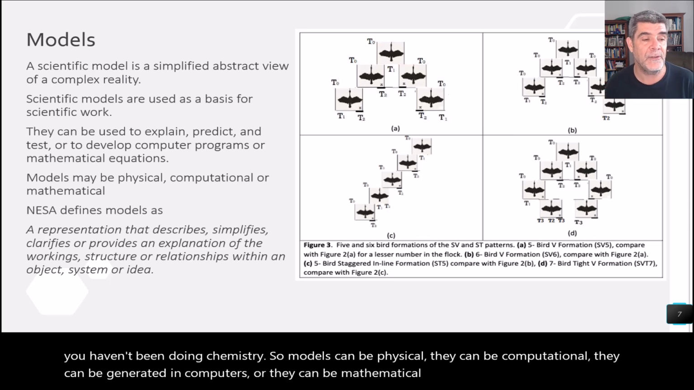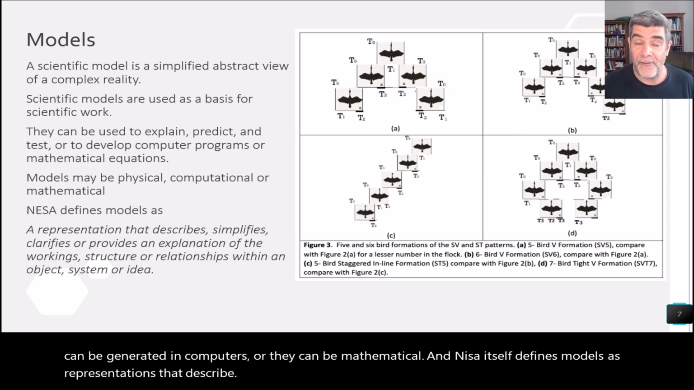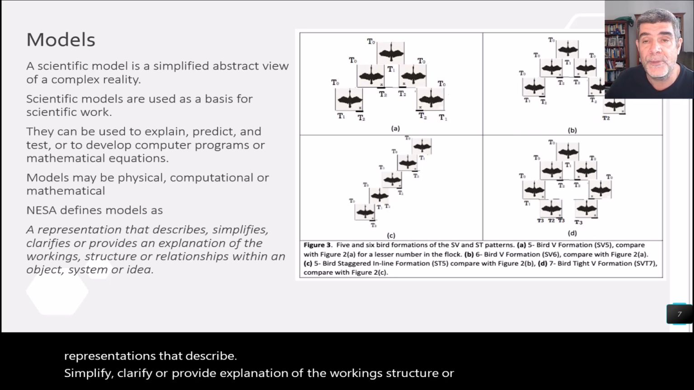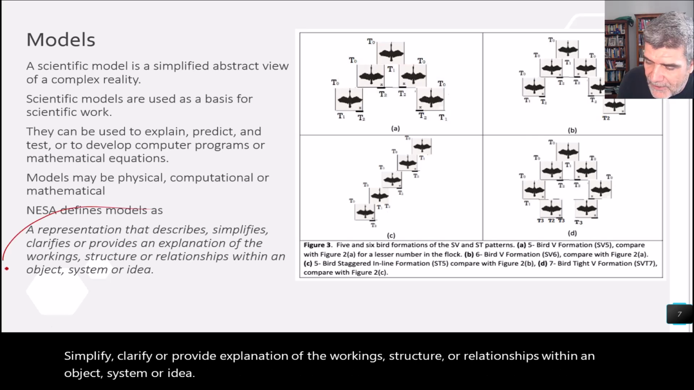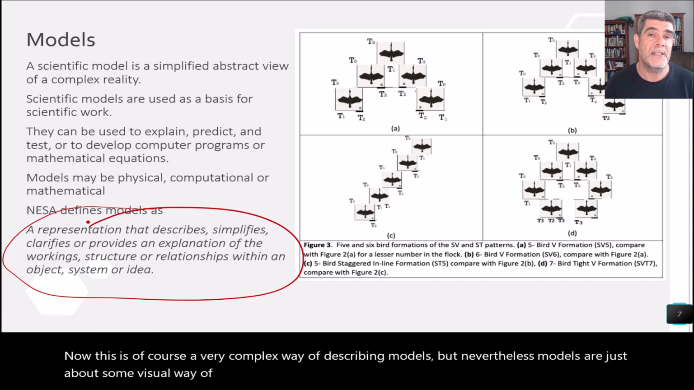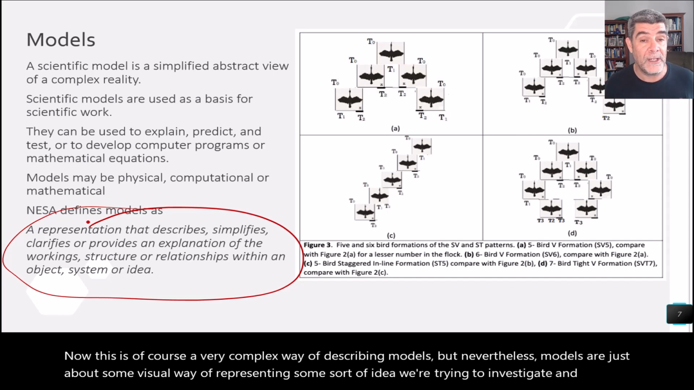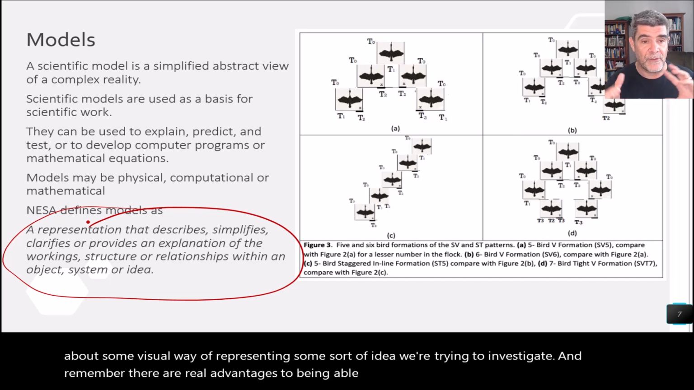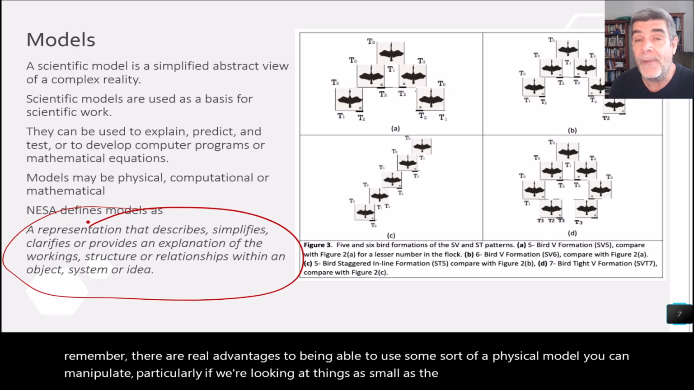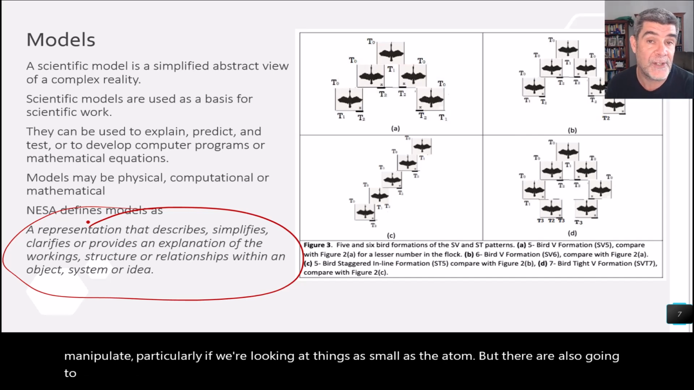And NESA itself defines models as representations that describe, simplify, clarify, or provide explanation of the workings, structure, or relationships within an object, system, or idea. Now, this is, of course, a very complex way of describing models, but nevertheless, models are just about some visual way of representing some sort of idea we're trying to investigate. And remember, there are real advantages to being able to use some sort of a physical model you can manipulate, particularly if we're looking at things as small as the atom. But there are also going to be limitations associated with modeling.